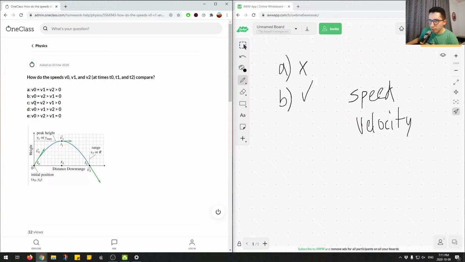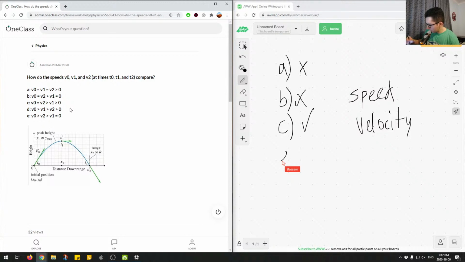So for C we have v0. Actually, I made a mistake. I missed the equal sign. So this is the correct answer over here, because all speeds are greater than 0, v1 is greater than 0 and not equal to 0. So we actually have to say that answer B is incorrect, and answer C is correct, because all the speeds are greater than 0, but v1 is less than v0 and v2, and v0 and v2 are equivalent, as we can see in the diagram. So we'll say C is correct.